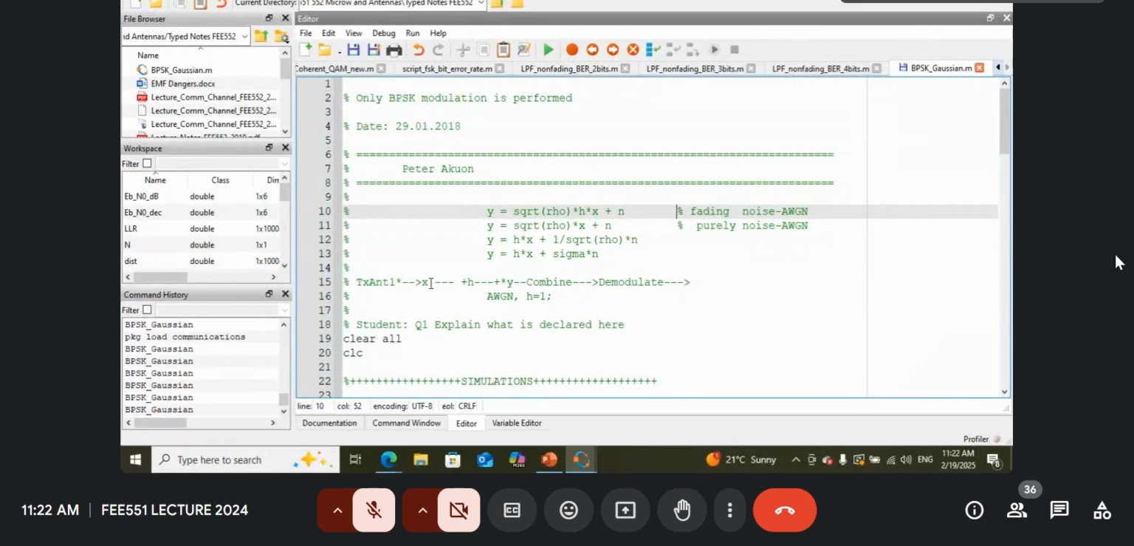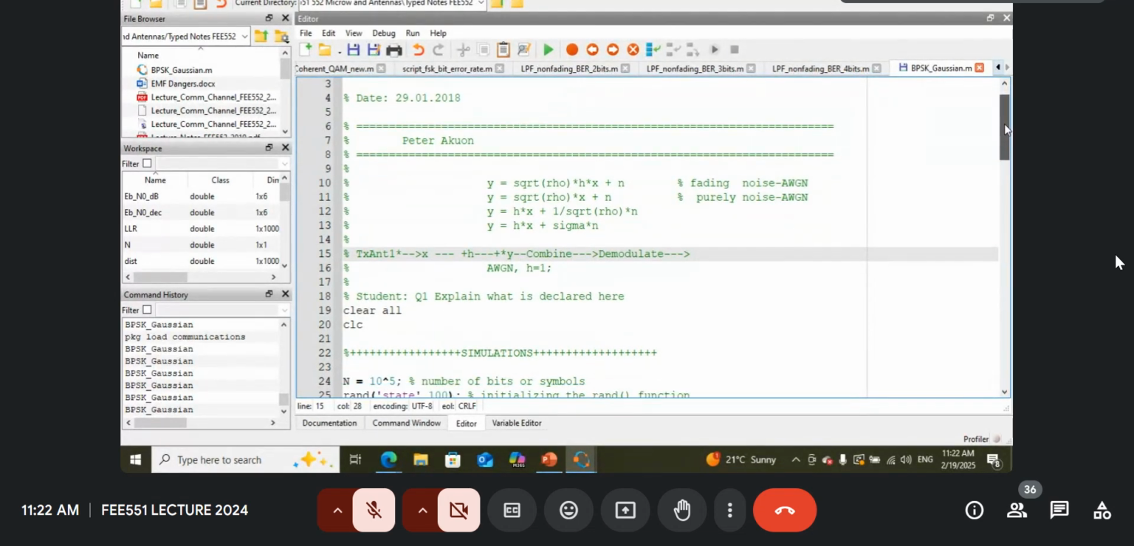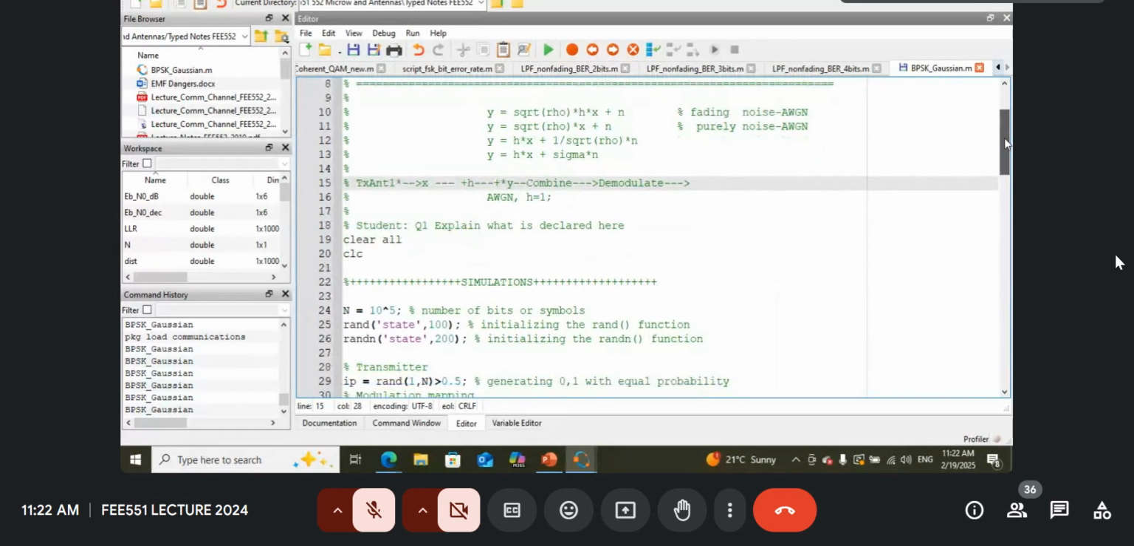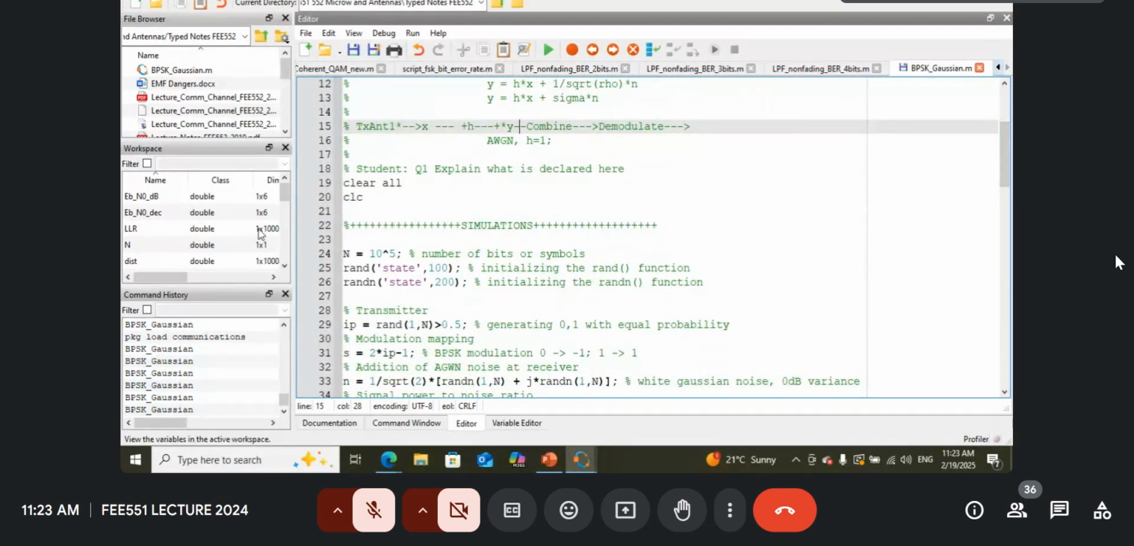So you transmit x, but as it passes through the channel to the receiver, there's a channel impulse response there, h, which modifies whatever is going to be received, but you're receiving y. And as you sample that signal, it gets some noise that is added onto it. So that's what you are supposed to declare there. Then for programming purposes, we clear everything else before we start.